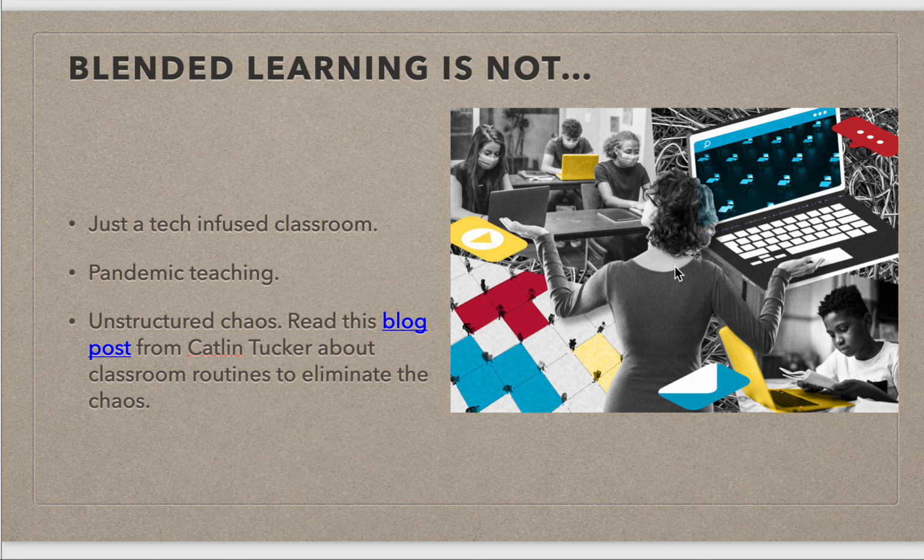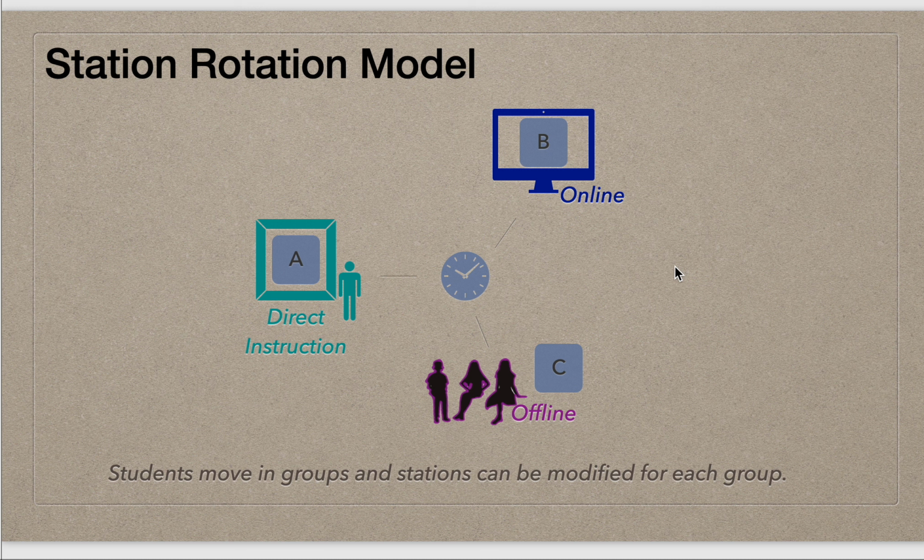And the first model that we're going to look at is the station rotation model. Now, in this model, students move in groups, and the different stations can be modified for each group. So let's look at direct instruction. Right? We split the group into 3 in this case. Could be 4, could be however many different rotations you have. But we're going to do 3.